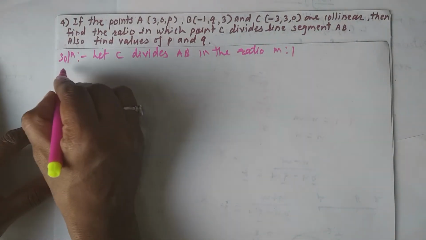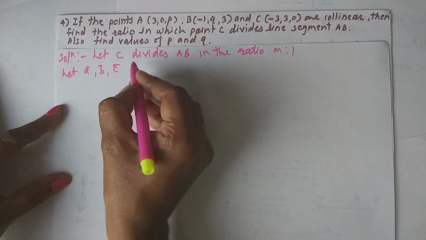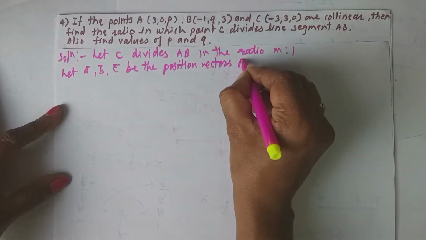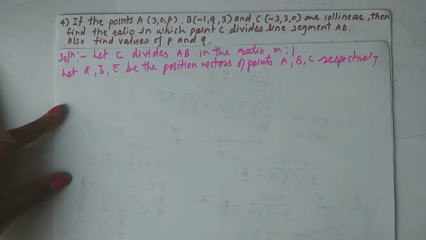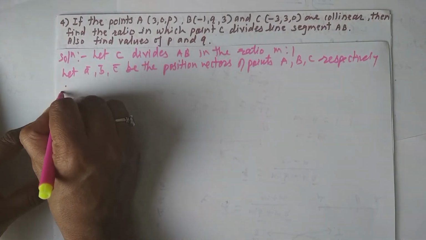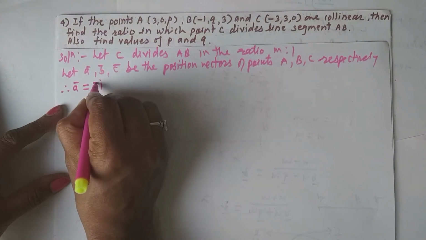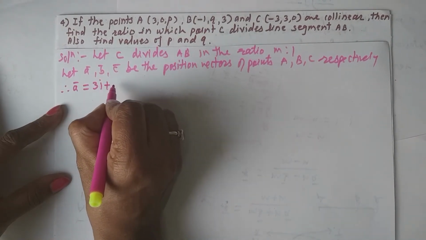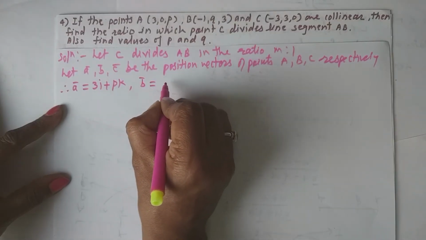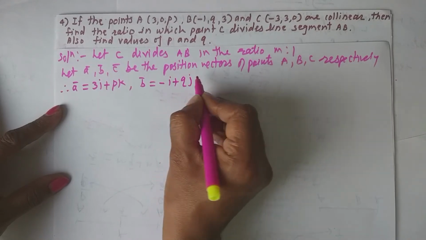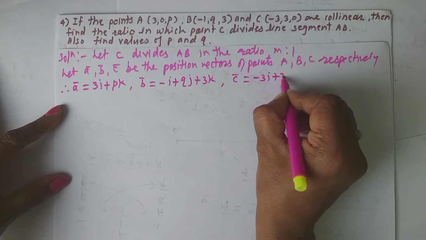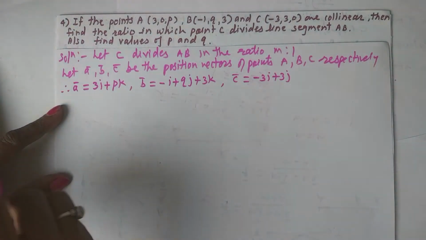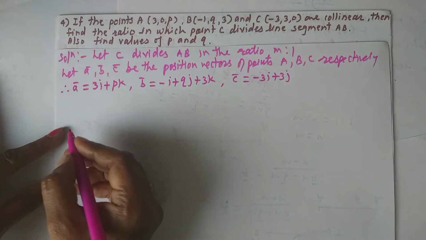Then let a bar, b bar, c bar be the position vectors of points A, B, C respectively. Then a bar will be 3i plus 0j plus pk. B bar will be minus i plus qj plus 3k. C bar will be minus 3i plus 3j plus 0k. Then by the section formula, I will write here.